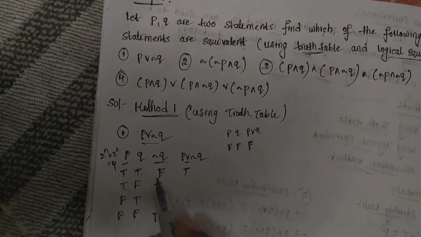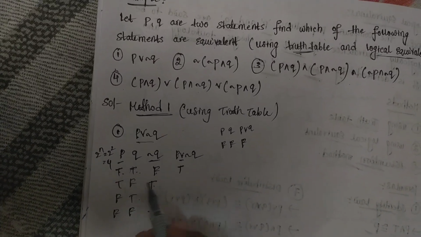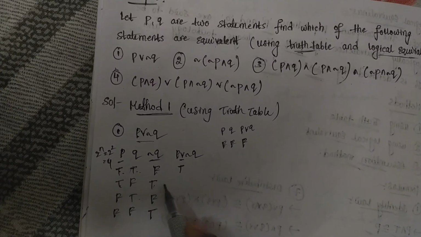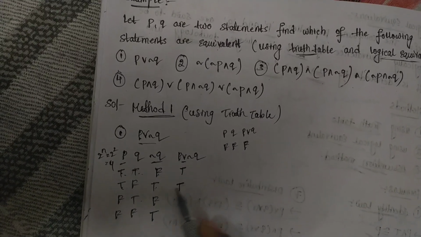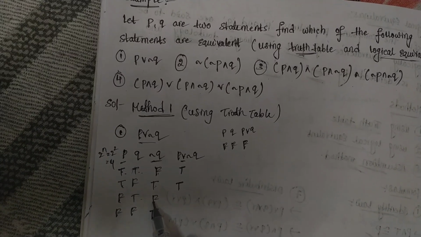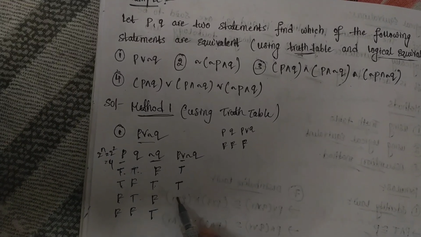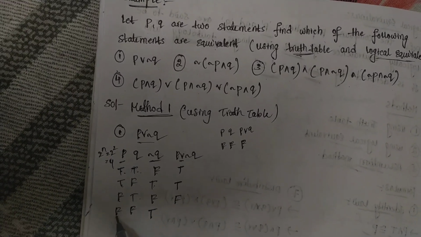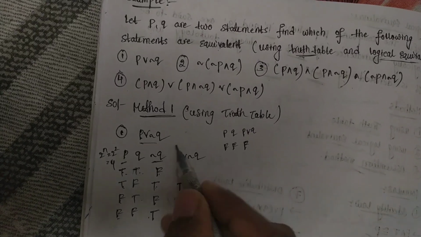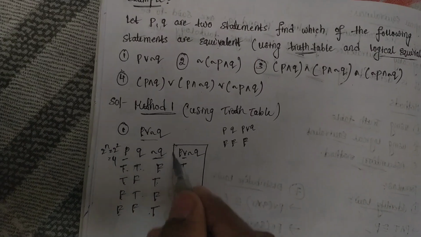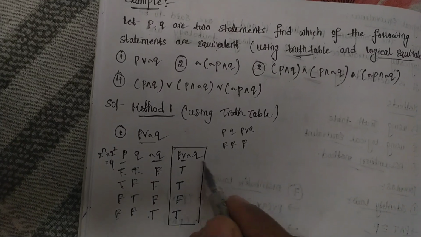here, one true is there and here also true is there, so it is true only. Here false is there, here also false is there, so here it has to be false. Here false is there and true is there, so it is true. This is the truth table of P or negation Q.